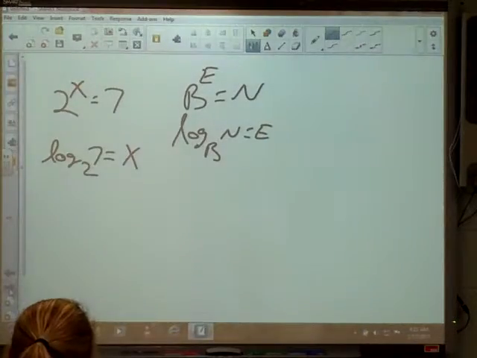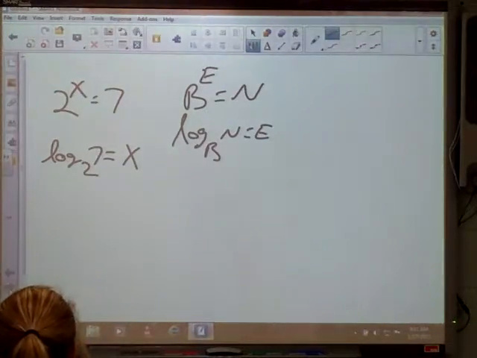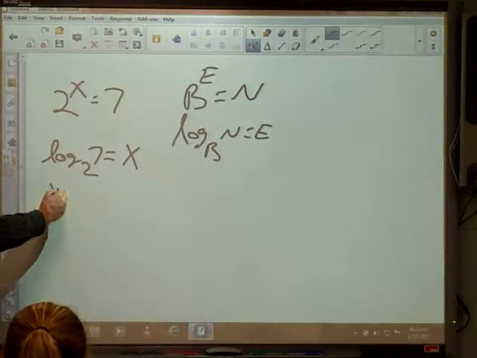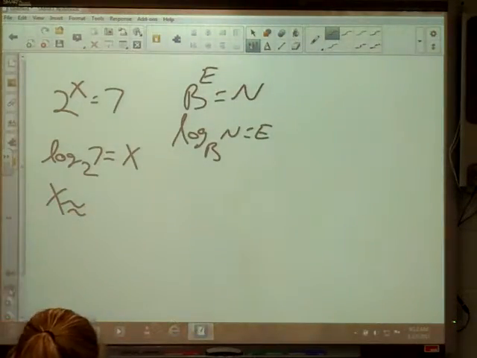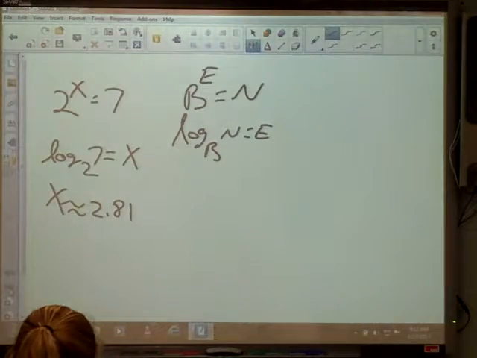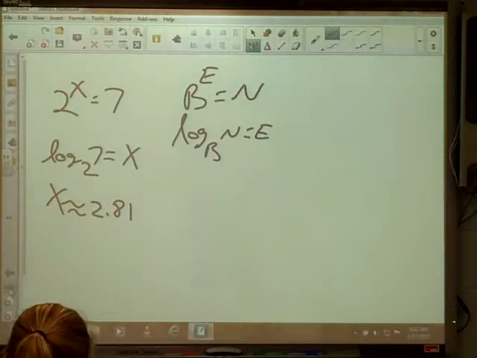What do I do to figure that out now? Gracie grabbed it. She knows. We're going to hit math, go down to log base, and fill in those blanks. Let's round it to the nearest hundredth today, two decimal places. 2.81. I like those kind of better.